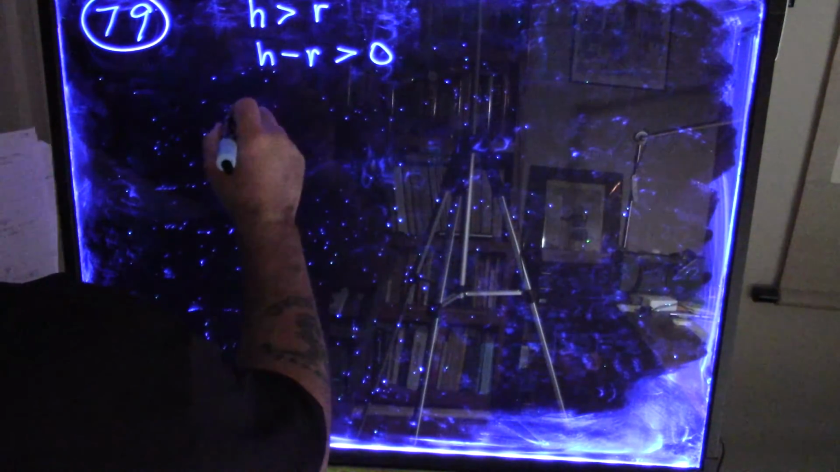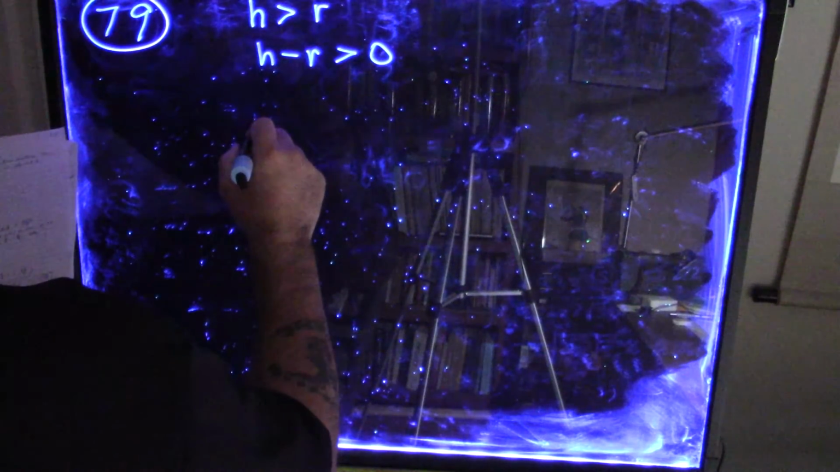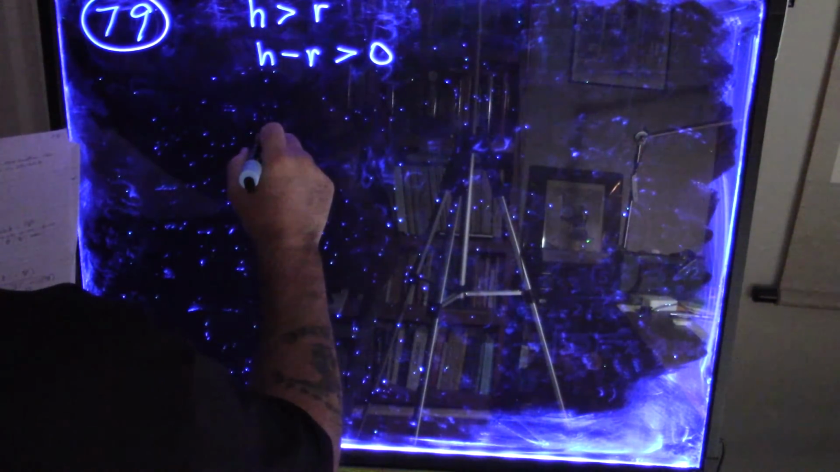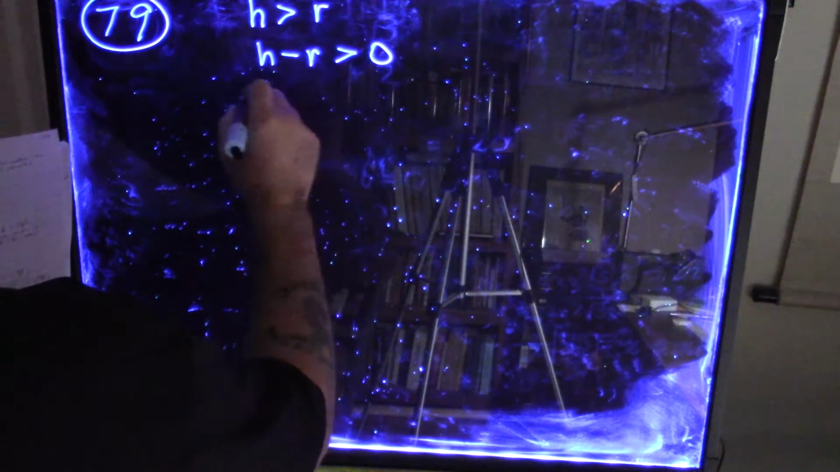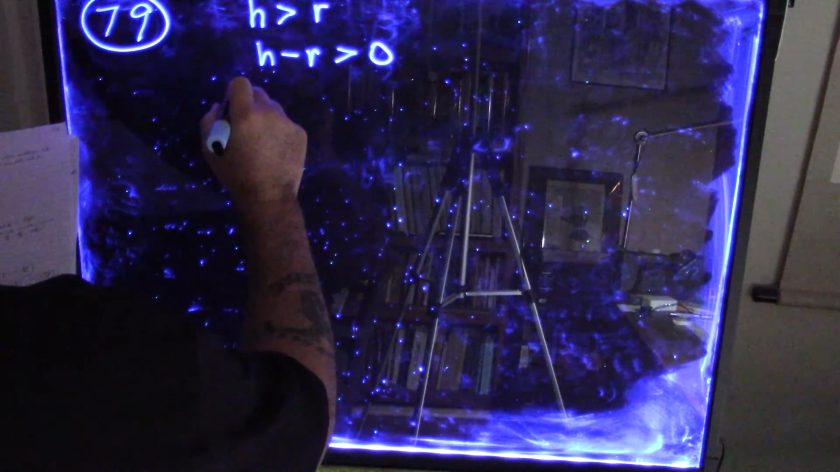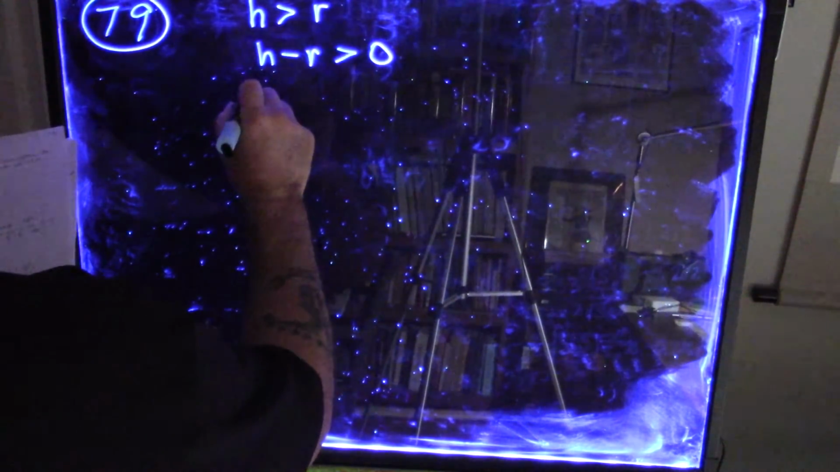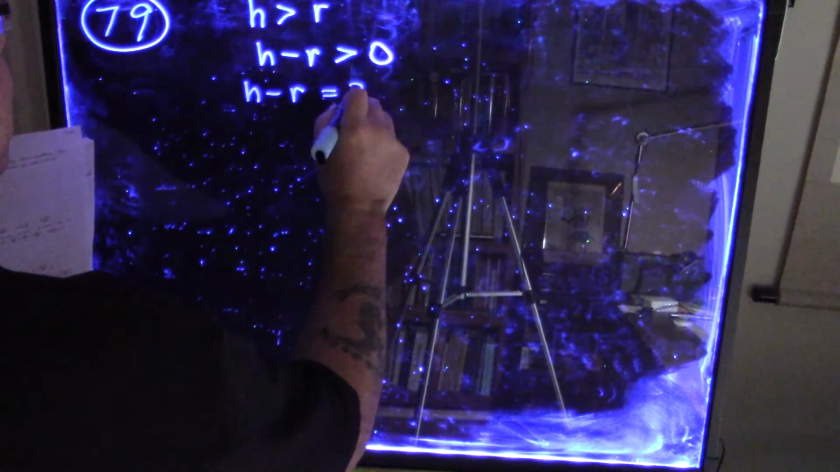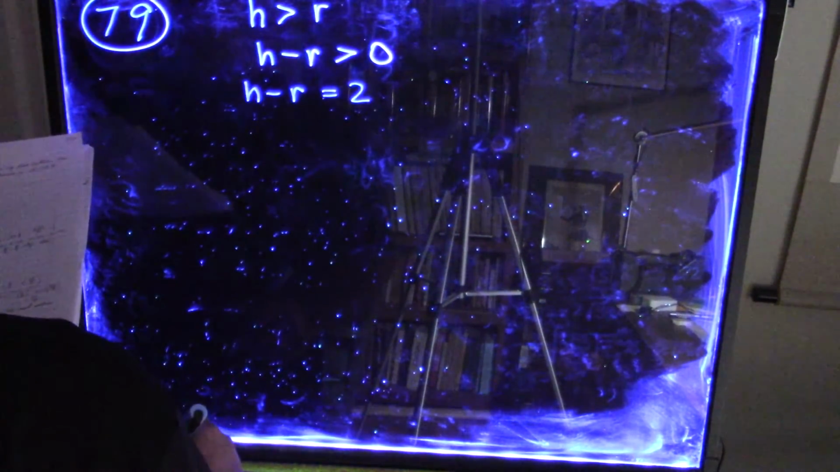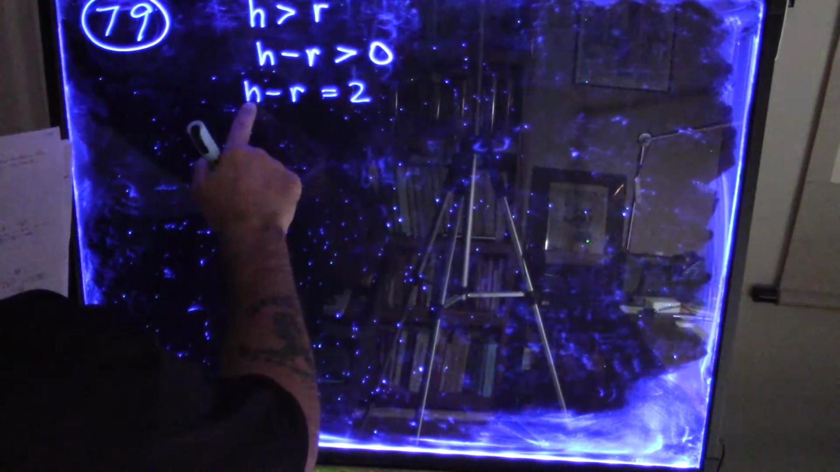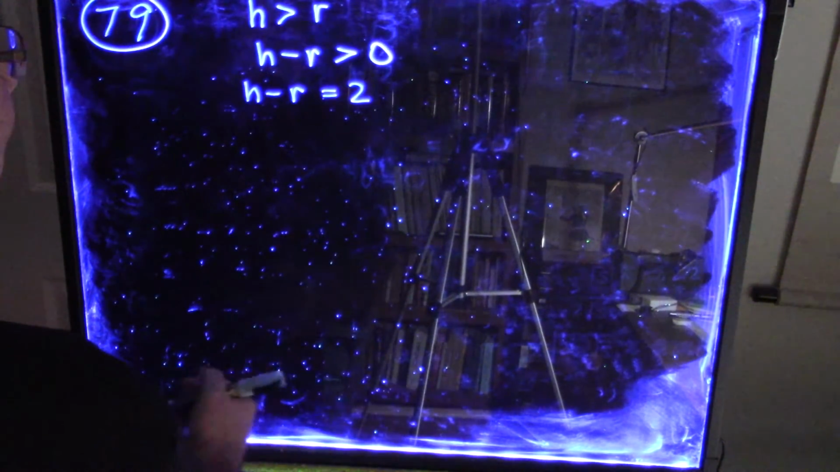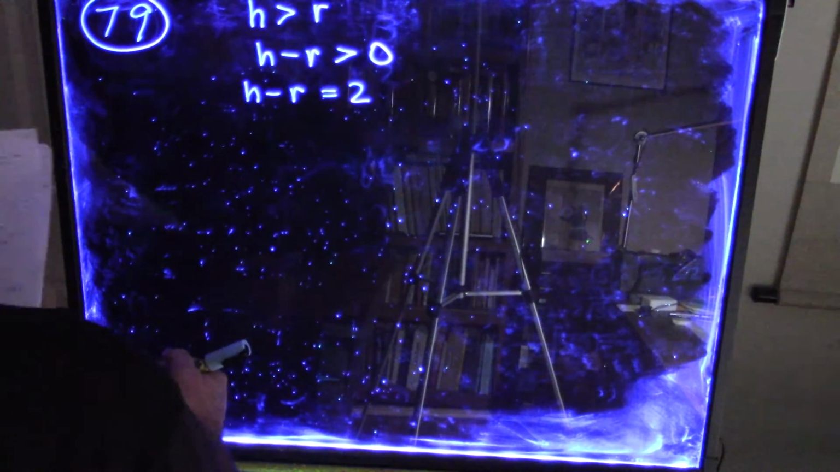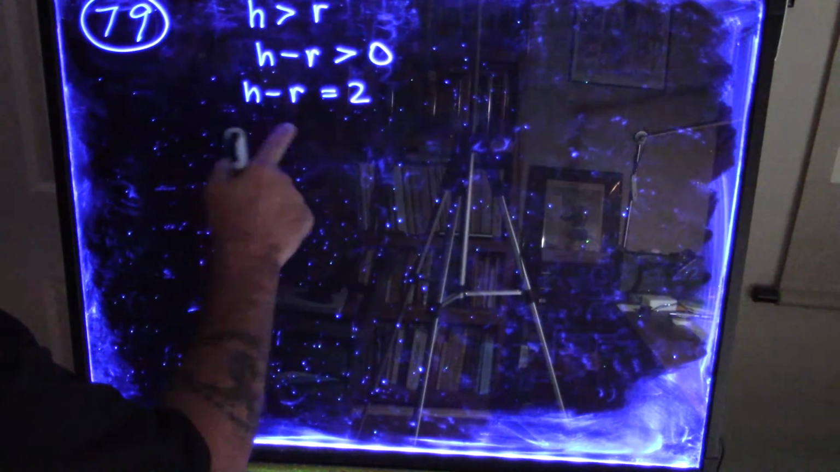So h minus r, in other words, the difference of the height and radius is 2 meters. So the radius and height differ by 2 meters. So h minus r equals 2. Okay? So how do I know it's h first and then r? H minus r instead of r minus h. That could also be the difference between the radius and height, right? So why not r minus h equals 2?